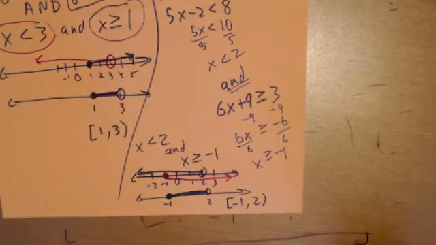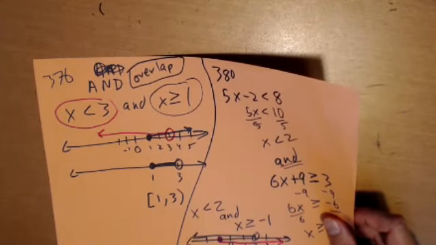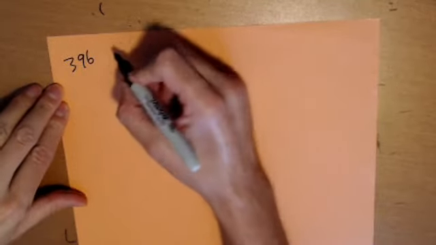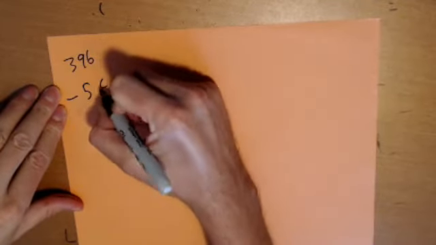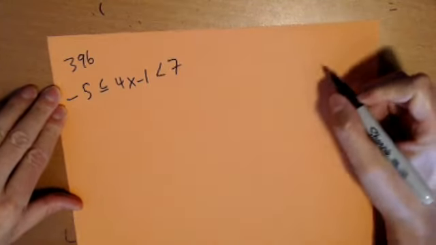Okay. Now, let's do an "or". Do they give us a weird one? Let me see if they do a weird one. Let's try, oh, let's do 396. Negative 5 less than or equal to 4x minus 1, less than 7.